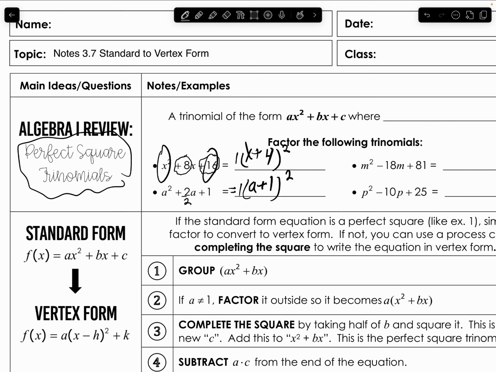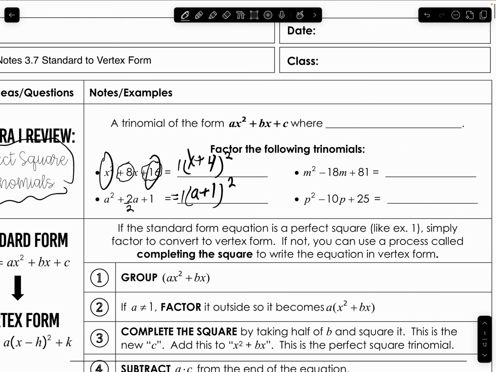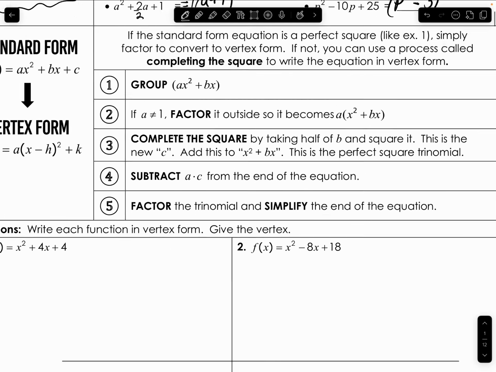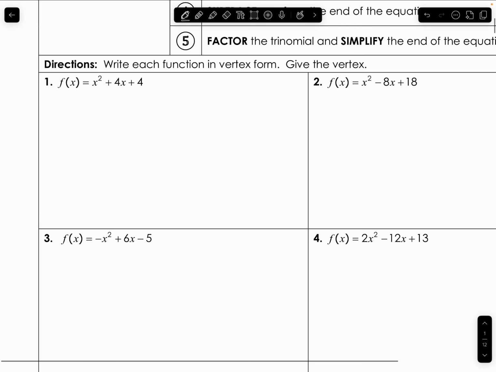Okay, so likewise, these are perfect square trinomials. 81 is half of the negative 18 squared. So we get m minus, because it's a minus sign in the middle, and 9. And p minus 5, right? Squared. Okay, so here's the directions, but it's easier to just look at it.